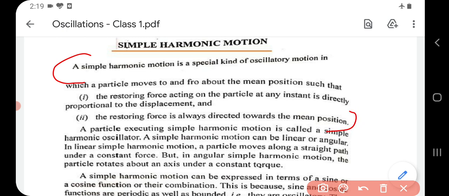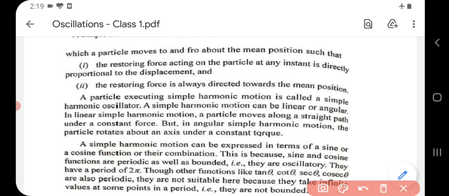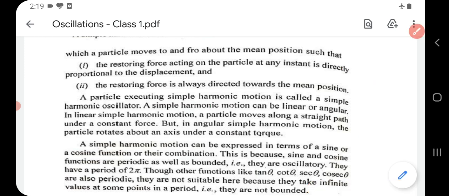Now any particle executing simple harmonic motion is called a simple harmonic oscillator. Some examples: an oscillating pendulum is an example of simple harmonic motion. Another one is, suppose you have a mass attached to a vertical string, with one end fixed. Then the vibrations executed by this mass are a simple harmonic motion. So these are a few examples.